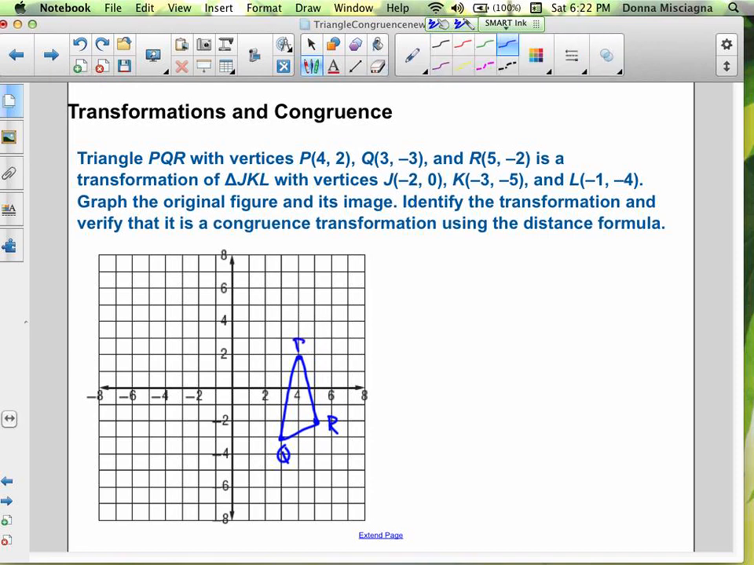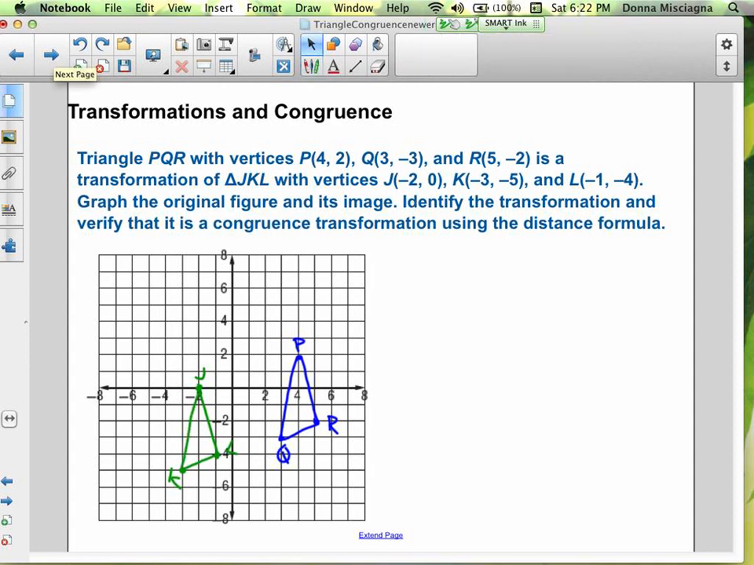All right, and now let's graph the other triangle. J is at (-2, 0). K is (-3, -5). And L is at (-1, -4). All right, so that one was J, this was K, this was L, and then we'll connect. We'll play connect the dots.